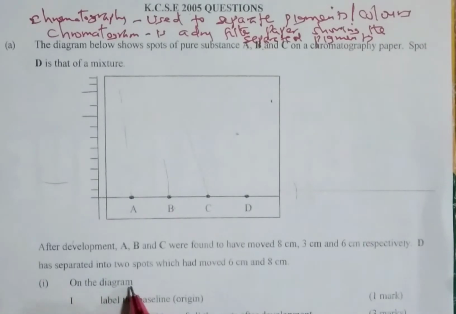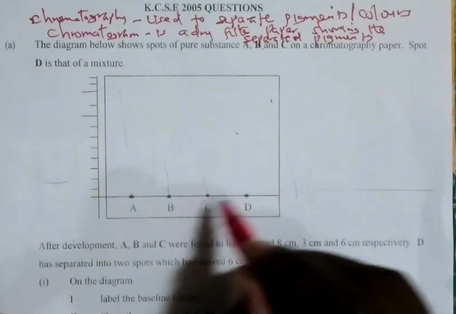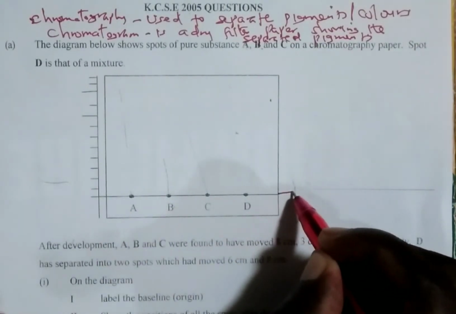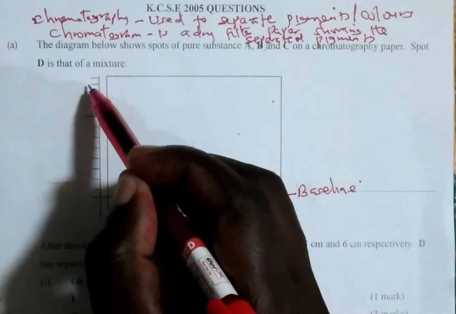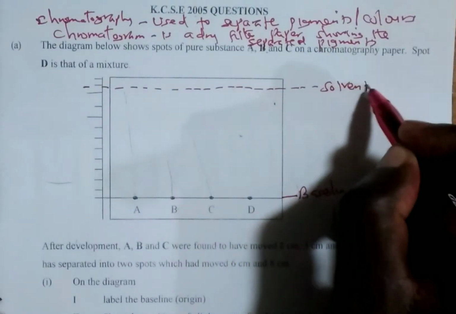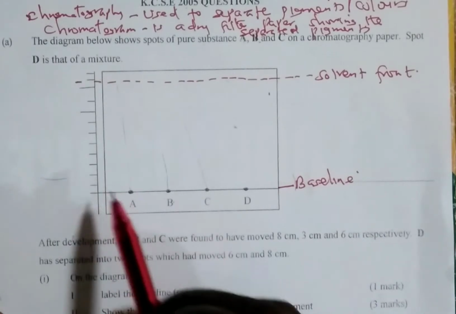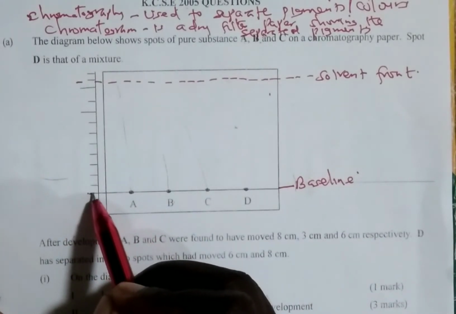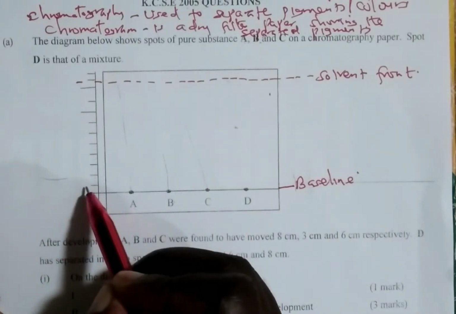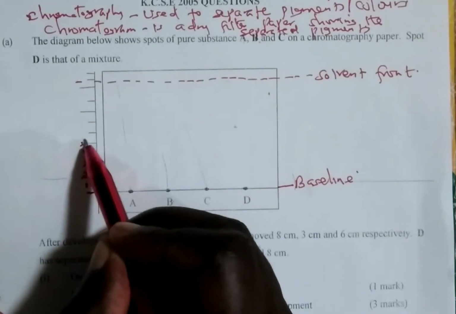Roman 1 on the diagram: label the baseline. This is the origin or the starting point where we have all the spots, and this is what we call the baseline. And the farthest point that is going to be reached by the solvent, we call the solvent front. Let us show the positions of the spots. Assuming this is the origin, we give it 0. Then this mark will be 1, 2, 3, 4, 5, 6, 7, and lastly 8.